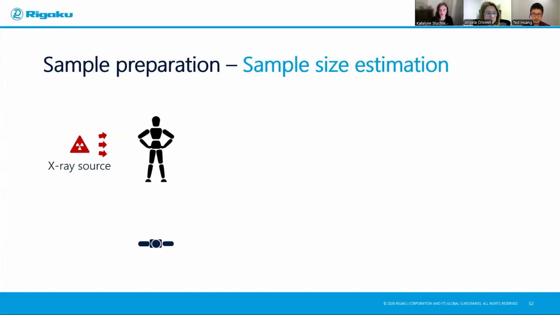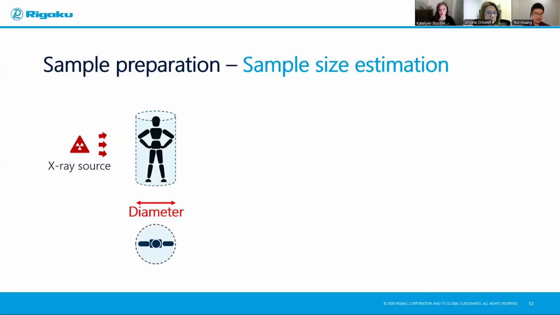So when I talk about sample size, because the sample has to rotate, I'm talking about the actual area or the volume that the rotation will take up. So when we talk about how big your sample is, or the sample size estimation, we're mainly talking about the diameter of the cylinder area that it is taking up. And it can change easily just by how you mount your sample.